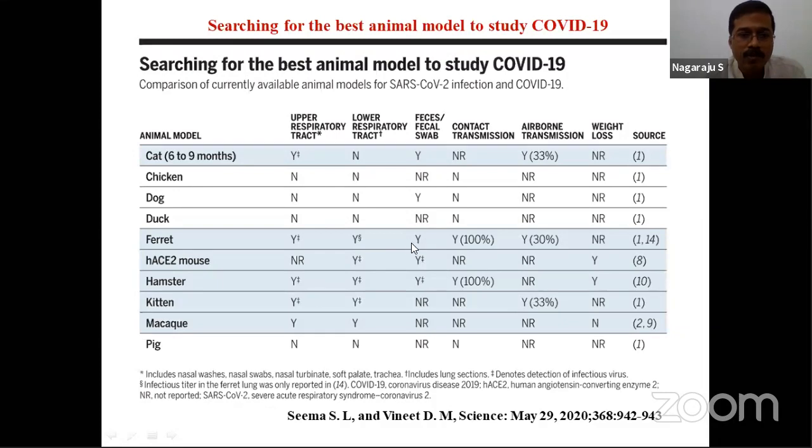Fecal swab virus, yes. Contact transmission, yes. Airborne transmission, yes. Weight loss, no result. So all these are yes only for the ferret animal model. Looking at all these animal models, they came to the conclusion that the ferret will be one of the best models to study COVID-19 viral transmission.